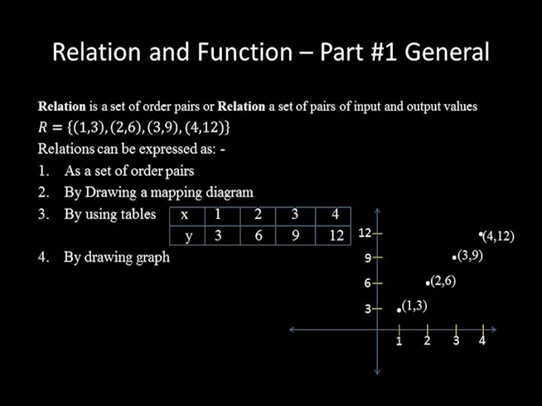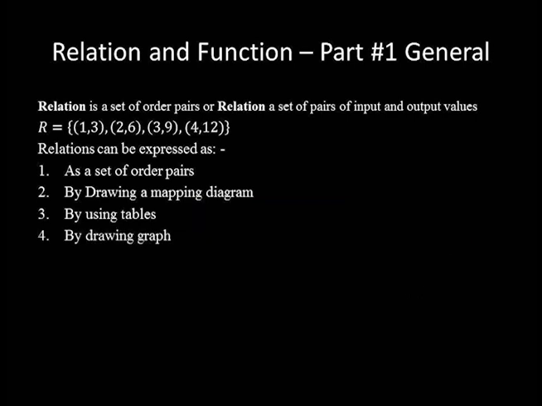Let's do that test for this graph. Anywhere we draw a vertical line, it touches only one ordered pair. No vertical line can touch 2 ordered pairs at a time. Hence, this graph represents a function. The other method for expressing a relation is by using a mathematical equation.